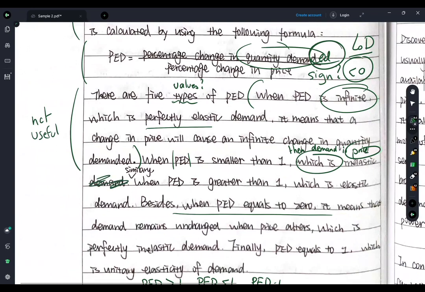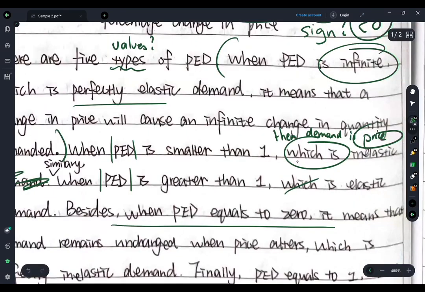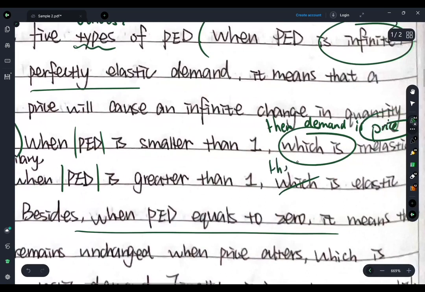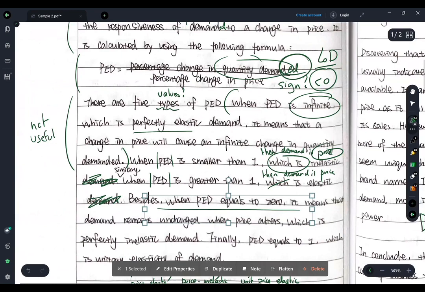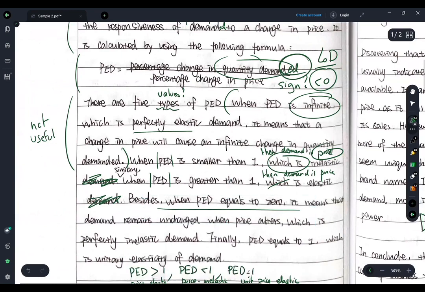Similarly, when PED is greater than 1, so again, if you really want to be precise, but it's no big deal, you can just say the absolute value, which is elastic demand. I don't really like that. Then demand is price elastic. We could have used examples here, but if I had to use examples, I would keep them for later when illustrating the impact of a change in price on the total revenue. So far, so good.